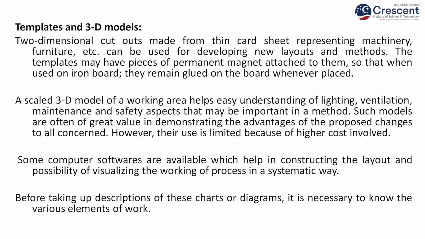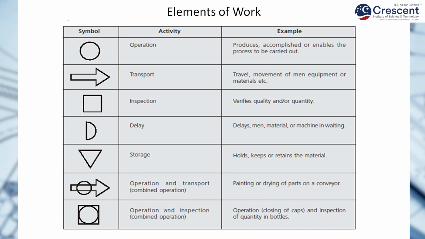Okay. So, before going to discuss the process chart, we should understand the symbols or elements of work. 5 elements of work are there: operation, transportation, inspection, delay and storage, and combination of those activities. Okay. So, based on these 5 activities, we are preparing process charts.